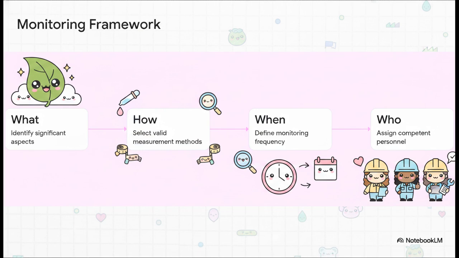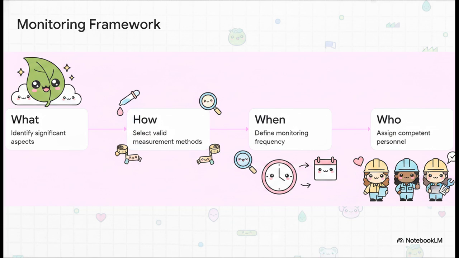The harsh truth here? You simply cannot build a solid environmental strategy on shaky data. If the foundation of your data collection is flawed, any analysis you do later is going to be completely useless. So ISO 14001:2026 requires organizations to systematically define 4 core things to fix this. First, what to monitor, meaning what are your significant environmental aspects?